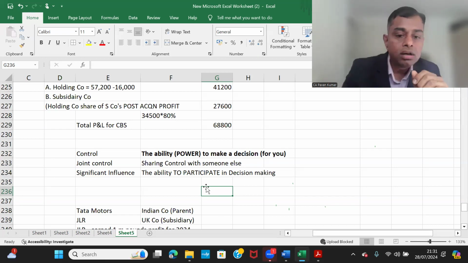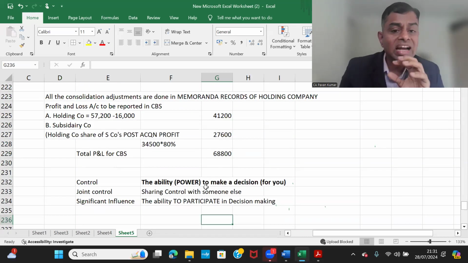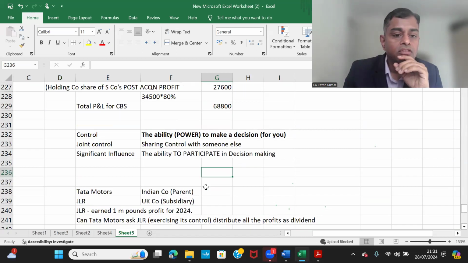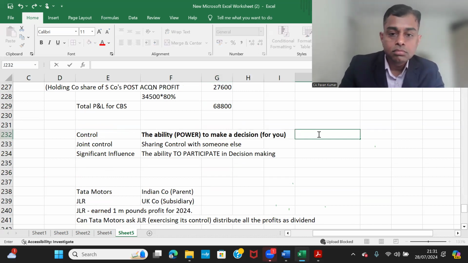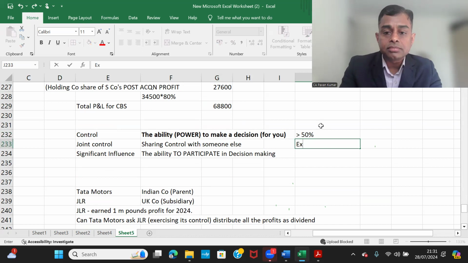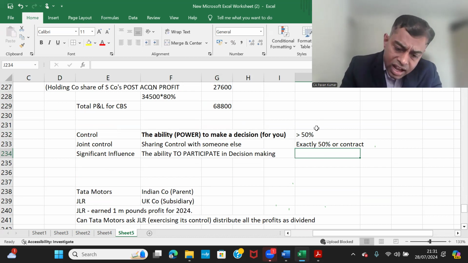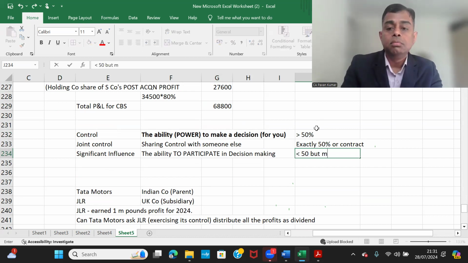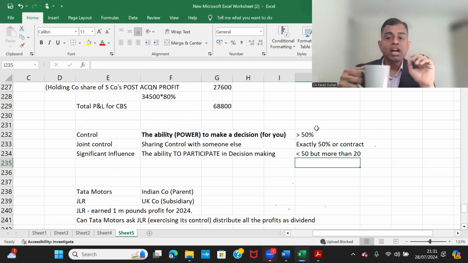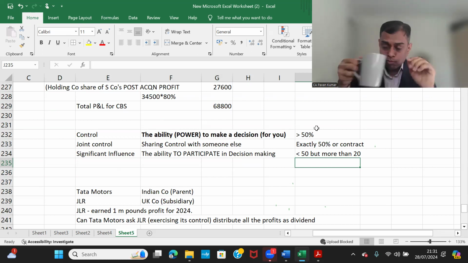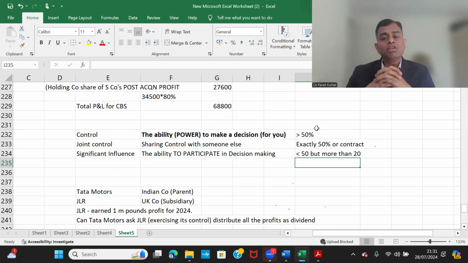So when you own more than 50%, this happens. Exactly 50%, or contract, this happens. Less than 50 but more than 20, significant influence happens. This is called associate. Are we clear about the wordings? Control, joint control, significant influence.